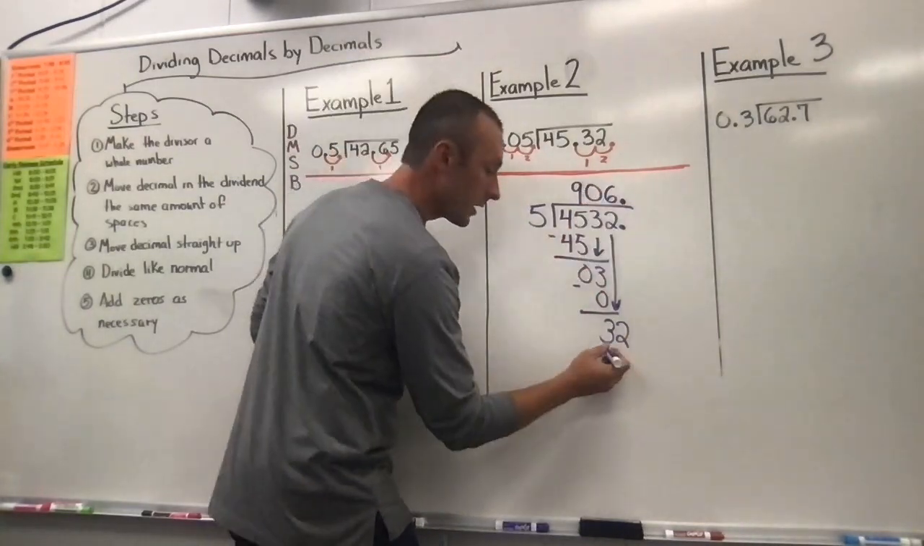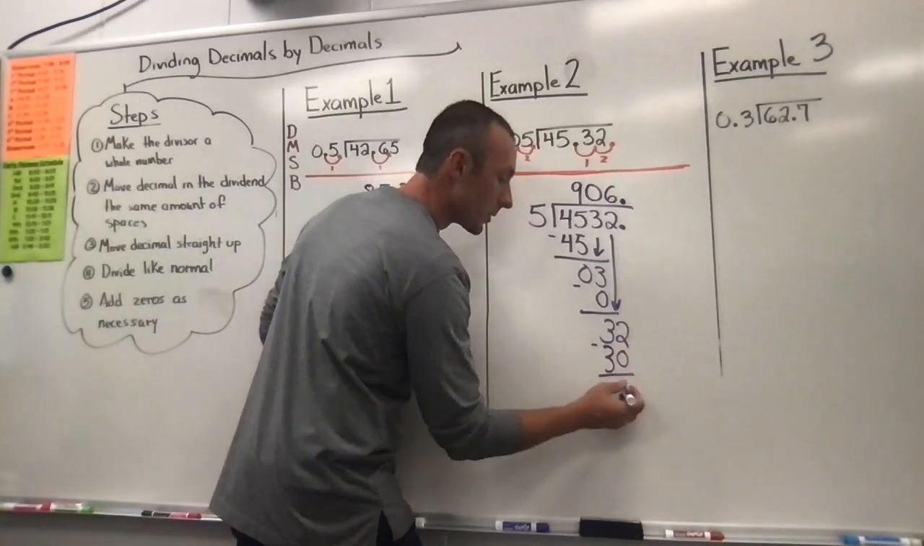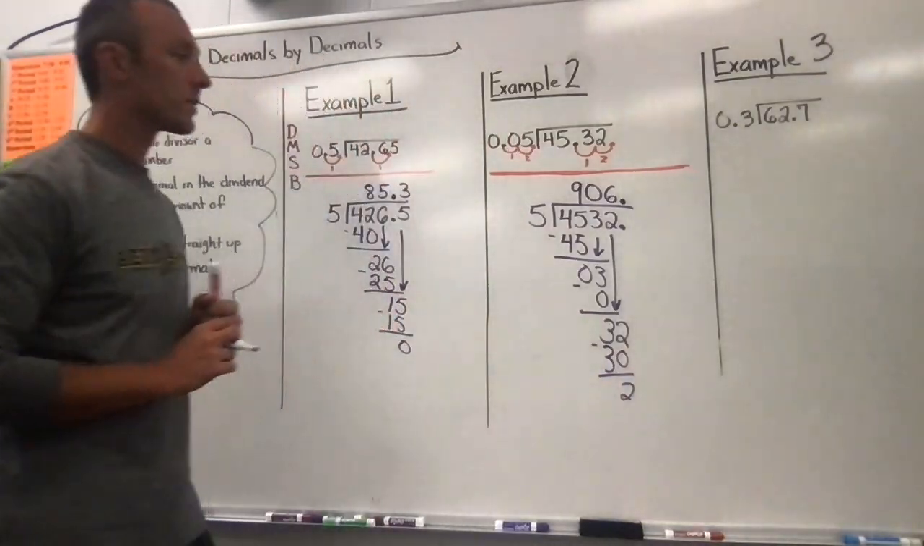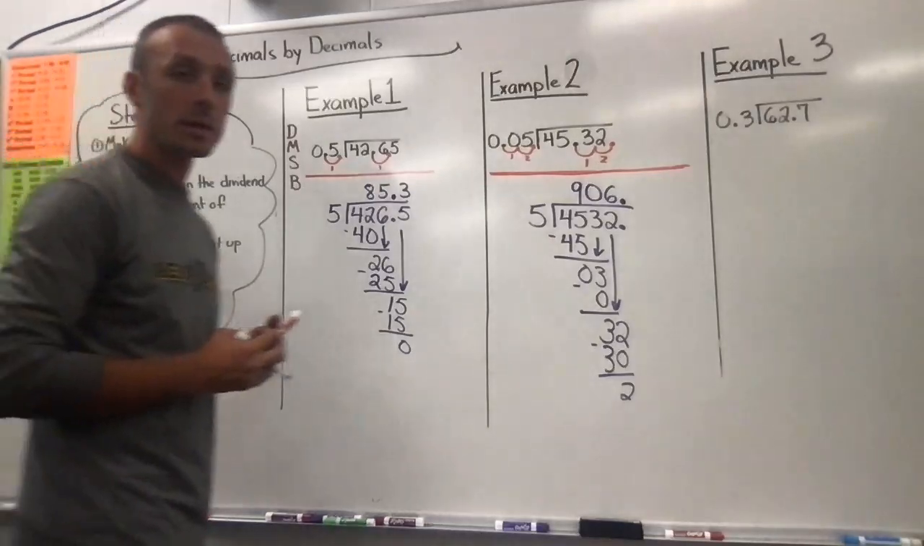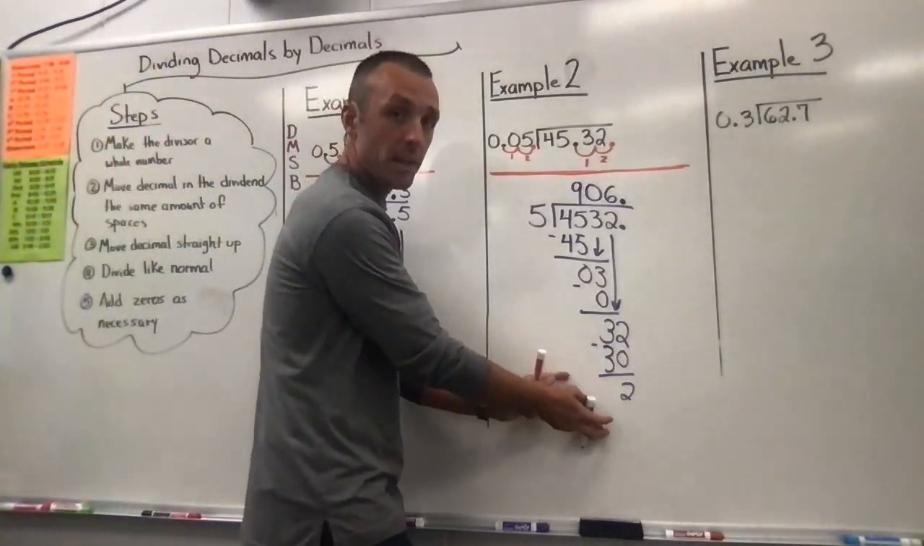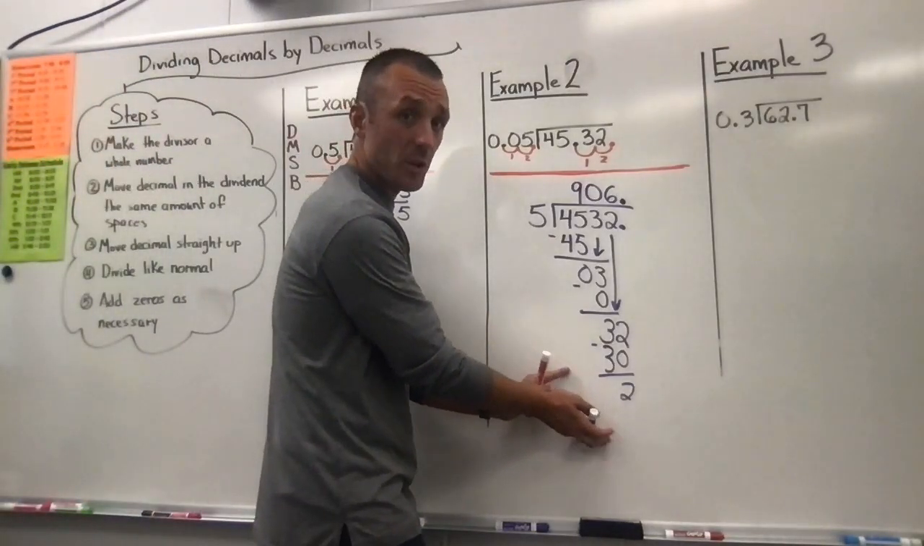6 times 5 is 30. I subtract, I get 2. Now, hopefully you remember this from the last 2 days. I have brought down all my numbers. Okay, I have no other numbers written down, but I don't have a 0 here yet. In order to stop, I have to have a 0 here.